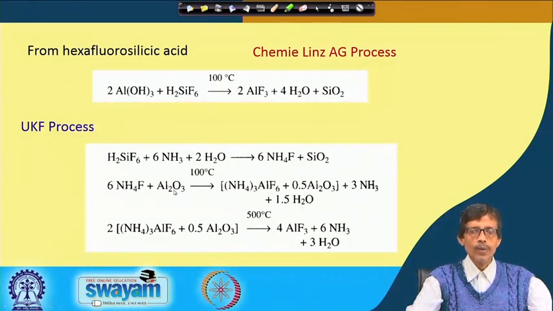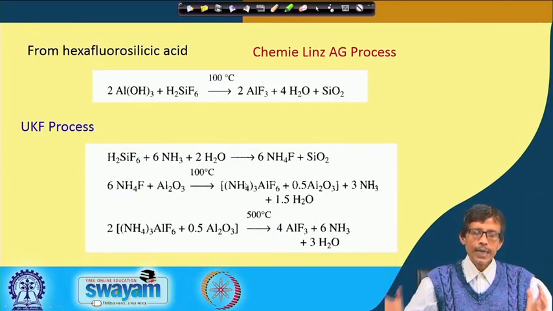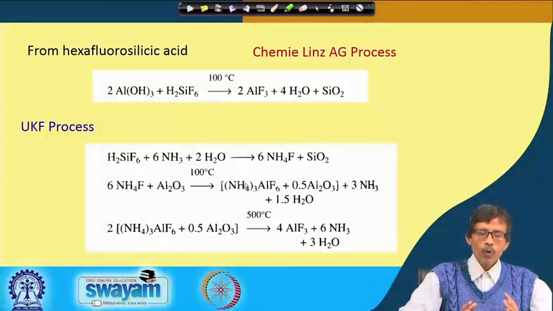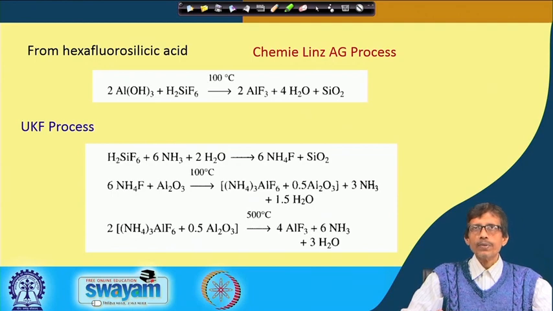Once the hexafluorosilicic acid is converted to ammonium fluoride, the ammonium fluoride is utilized to attack your alumina, that means your bauxite, giving you a salt, ammonium hexafluoroaluminate, which is very similar to your cryolite, Na3AlF6. So, instead of Na3AlF6, it is (NH4)3AlF6 along with some amount, 0.05 mole, of Al2O3, the bauxite.